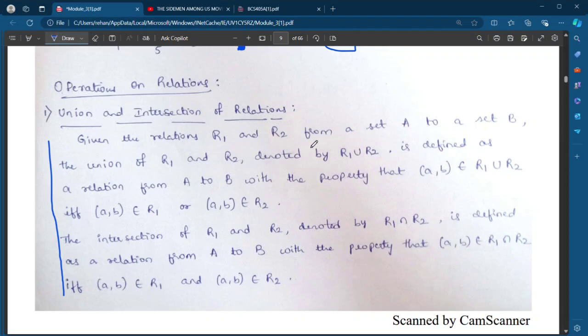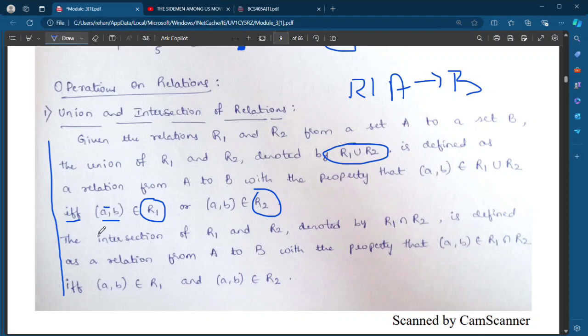Okay, given the relations R1 and R2 from a set A to a set B, okay, from A to B I have a relation. The union of R1 and R2 is denoted by R1 union R2, which is defined as a relation from A to B with the property that (a, b) belongs to R1 union R2 if and only if (a, b) belongs to R1 or (a, b) belongs to R2. So this ordered pair can either belong to R1 or it can belong to R2.